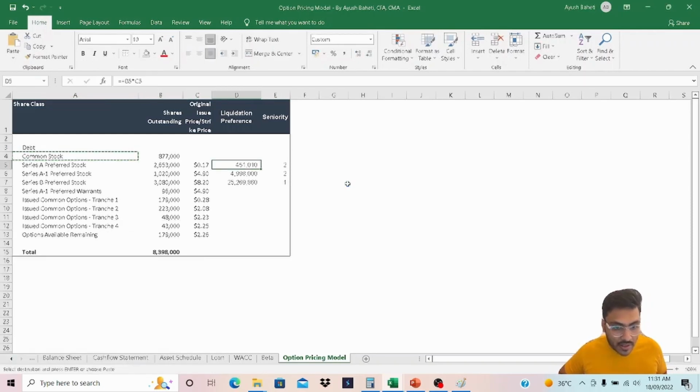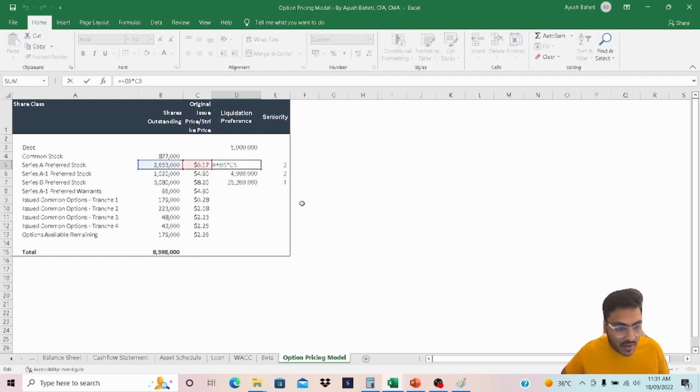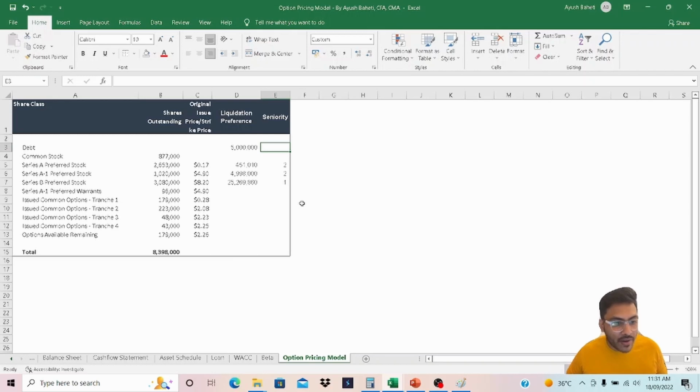So let's consider the debt for this company 5 million, and liquidation preference for preferred shareholders is just the outstanding share multiplied by the issue price. One thing more we need to change is the seniority, because we know at the time of liquidation debt holders will get the first priority, series B will get the second preference, followed by the series A and series A1.